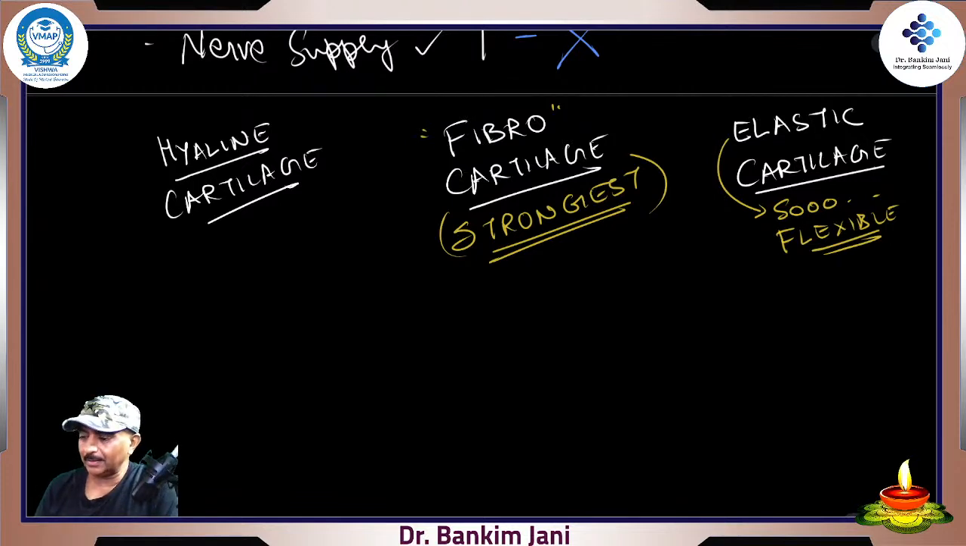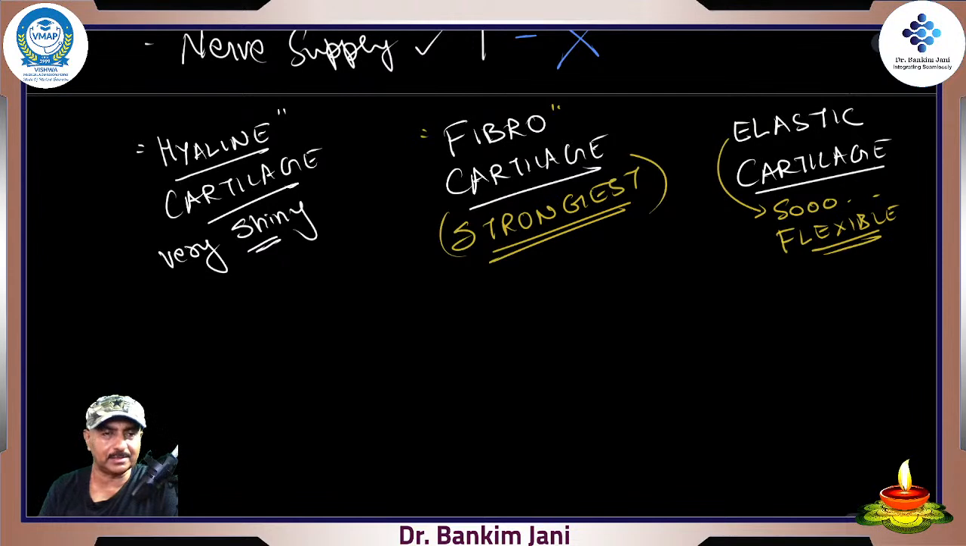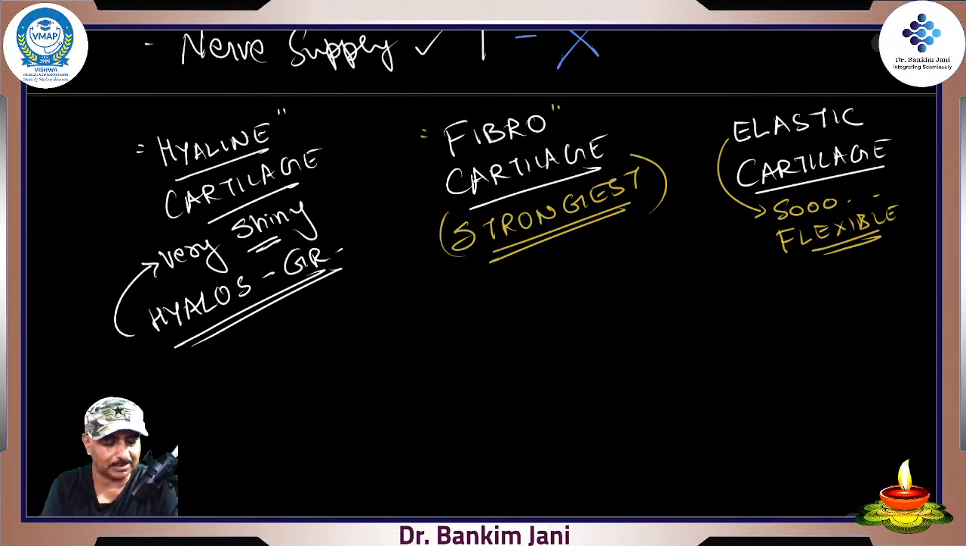This hyaline is the cartilage which is present at so many places. This is very shiny, right? Very, very shiny. Fibro, the name is like gunda, so we call it strongest, right? Elastic, name itself is telling it is flexible. But this hyaline, such a crazy word. Let's go back to Greece, right? So in Greek language, it is hylos, right? Here comes the Greek. Hylos means nothing but something which is shiny. Simple. Something which is shiny.